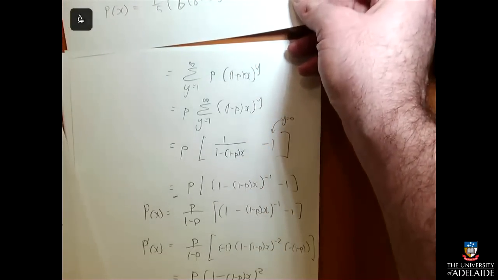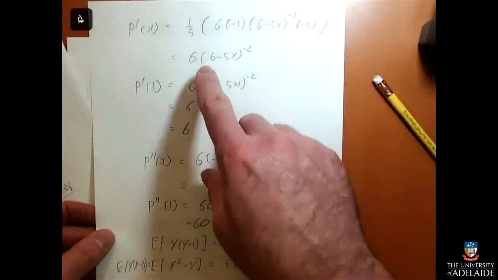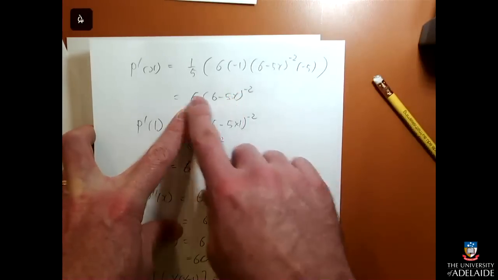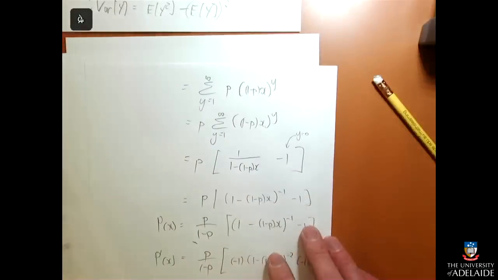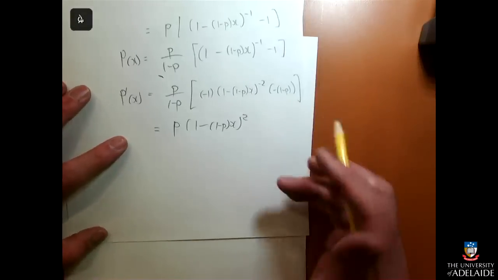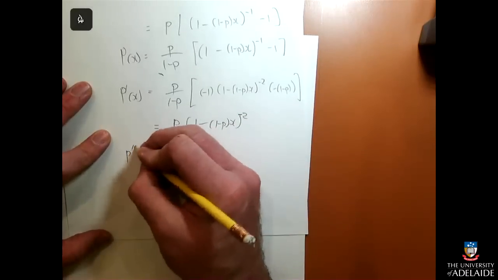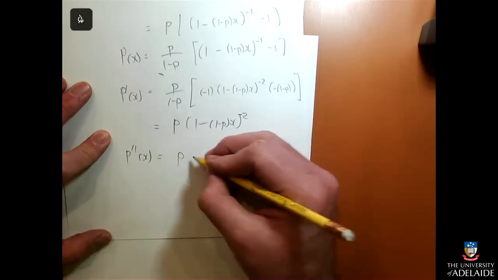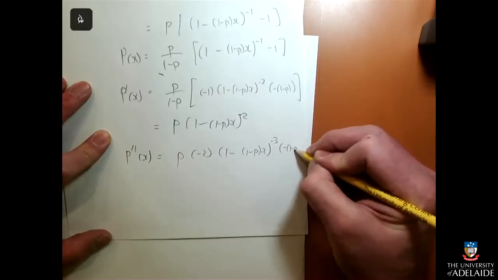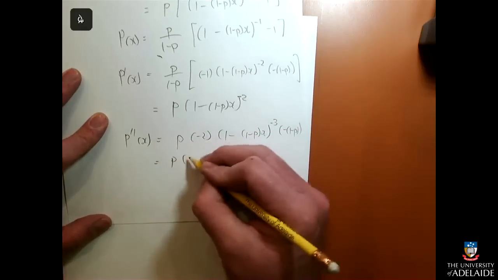I've lost a page. Yes, because I would divide everything by 6 in there, and that would all work out fine. Okay, good. Okay, and so my second derivative, p would still be there. I'll get a minus 2, 1 minus (1 minus p)x, to the minus 3, times a minus 1 minus p. So I've got a p, 1 minus p.